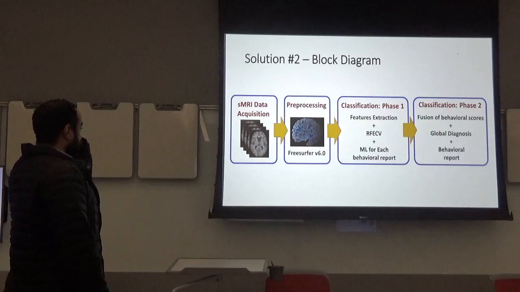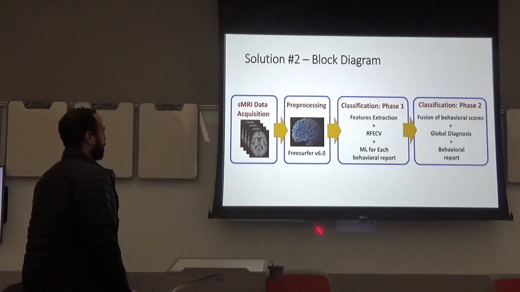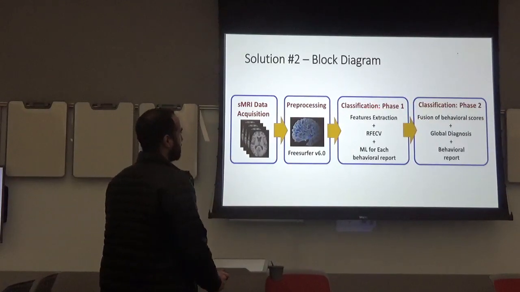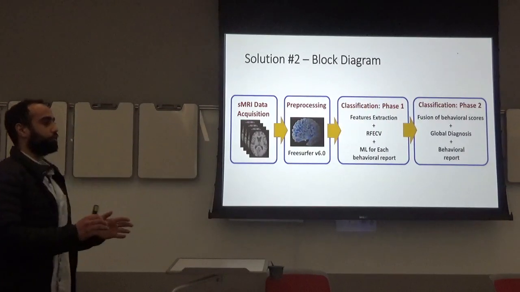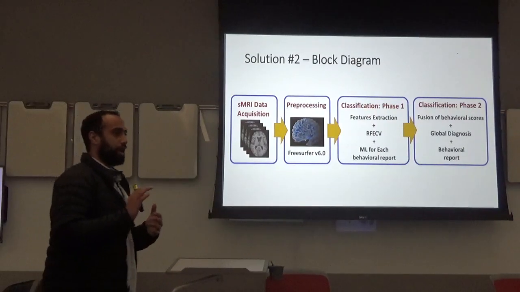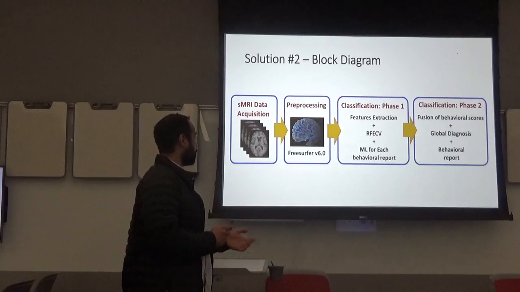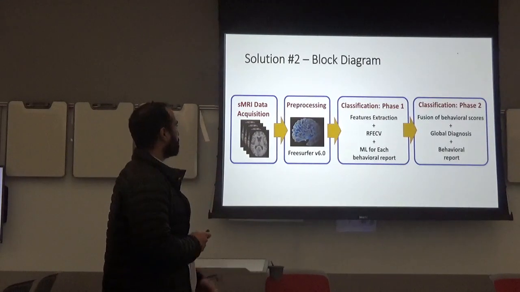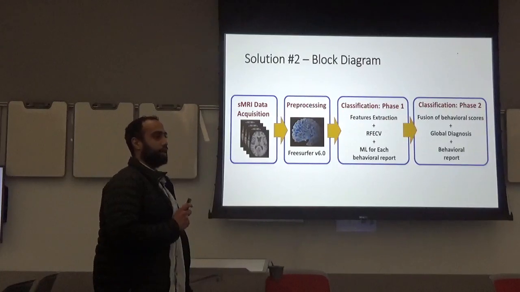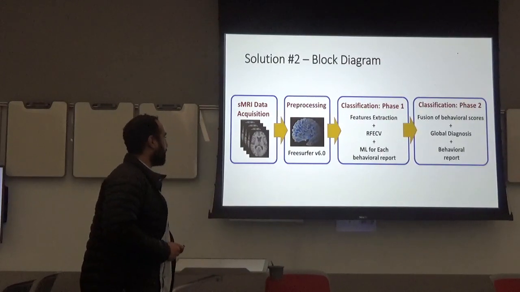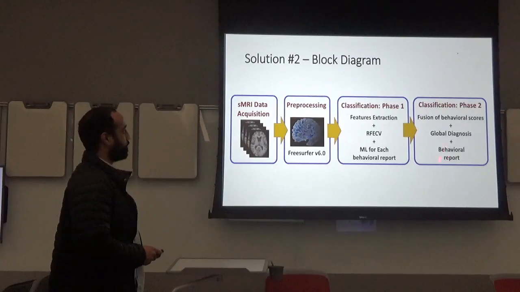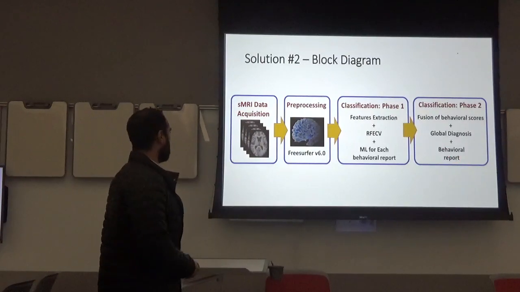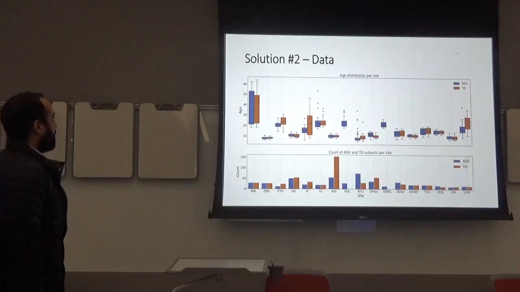And then the second solution is very similar to the first one, but it adds two different phases for classification. So we now have the first phase of classification, which is only concerned with what we called earlier local classification or local sites. But this time we are not splitting the data based on demography, we are splitting it based on behaviors. And then we are aggregating those behaviors for the global diagnosis or the behavior report.